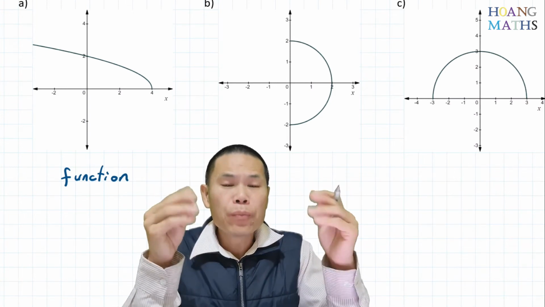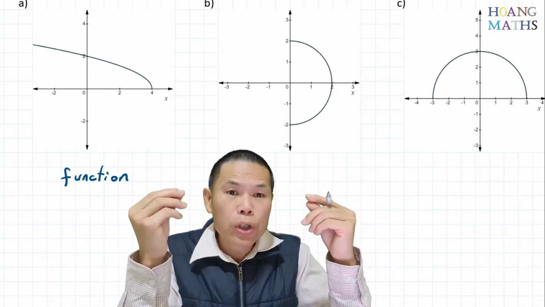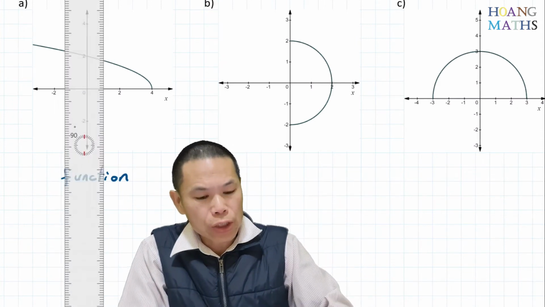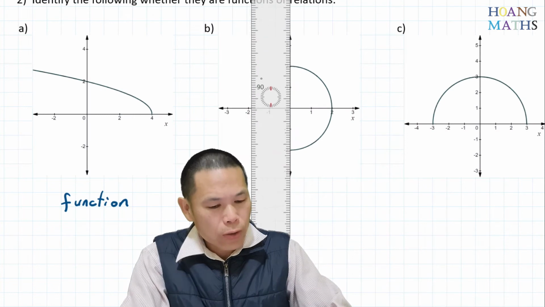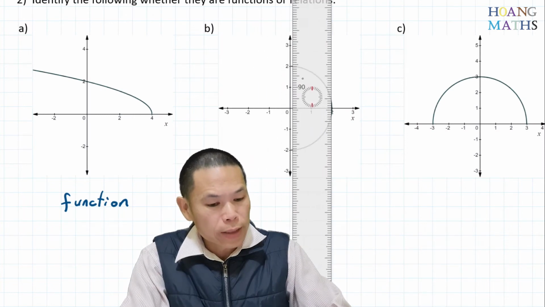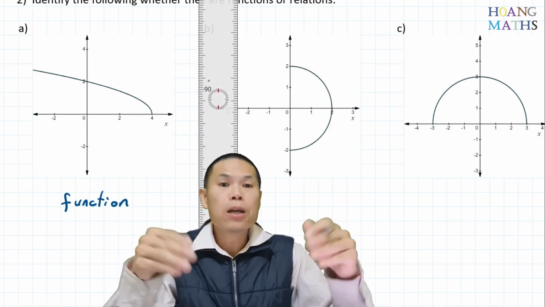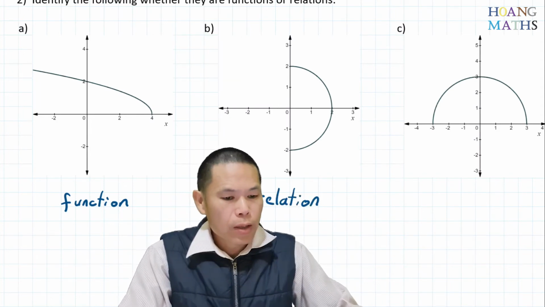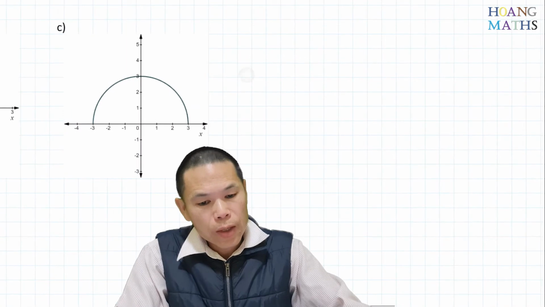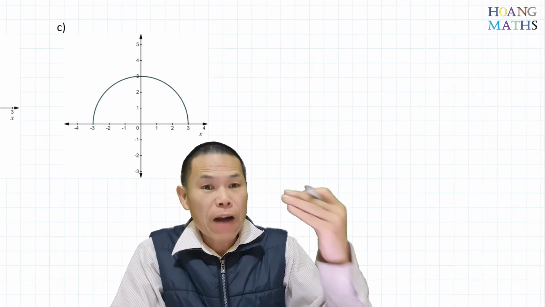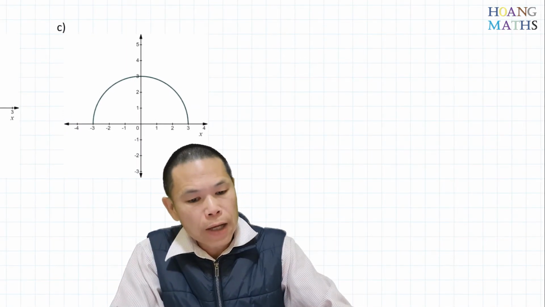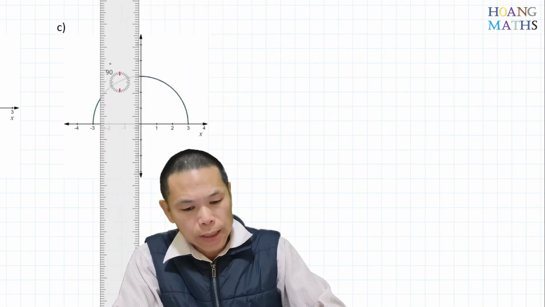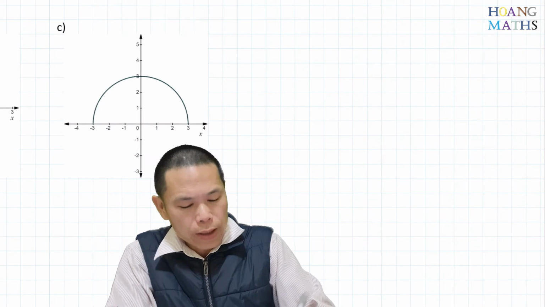Now, the second one is not a function because it cuts through the curve twice. So it is a relation. If I use my ruler to go across, it cuts the curve twice. So therefore, it is a relation. Third one. Now, this one is a function because by doing the vertical line test, it only cuts the curve once. You can see it cuts the line only once, okay? It is a function.